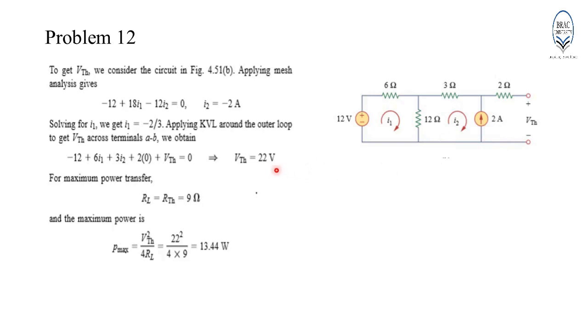We know that VThevenin is equal to 22 volts and RL is equal to 9 ohm. Hence, P max will be equal to VThevenin square divided by 4RL, which is equal to 13.44 watt.